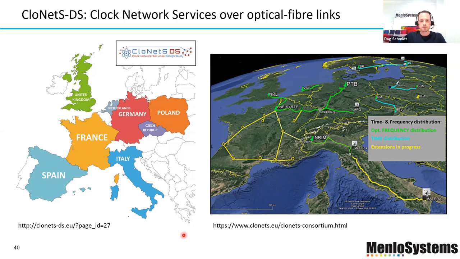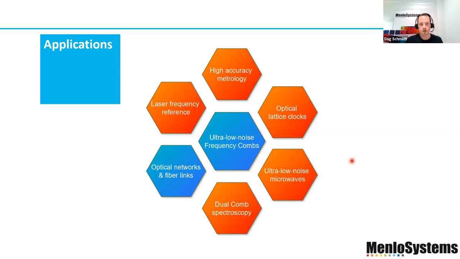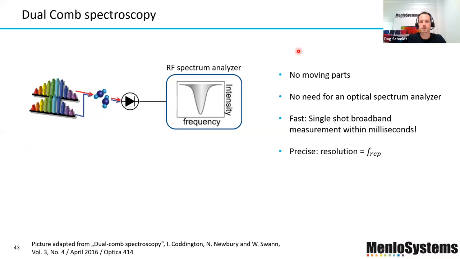So the last application I want to talk about in this talk is dual comb spectroscopy. And as the name suggests, for dual comb spectroscopy, you need two combs, as you can see here. Of course, you have an atomic or molecular sample, you have a photodiode, a detector, and you need an RF spectrum analyzer.